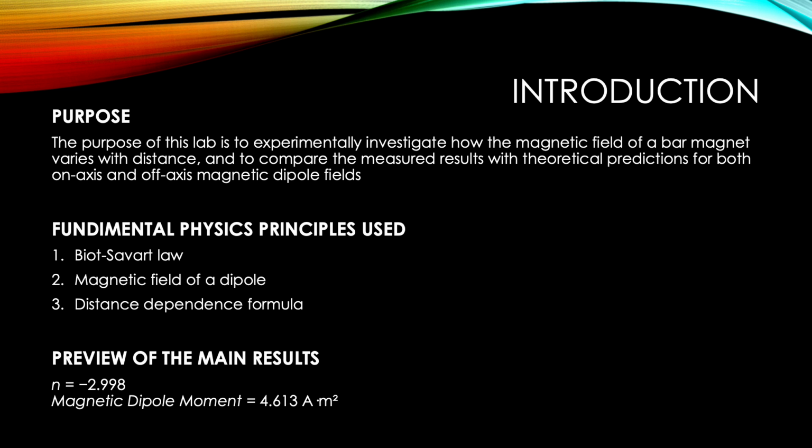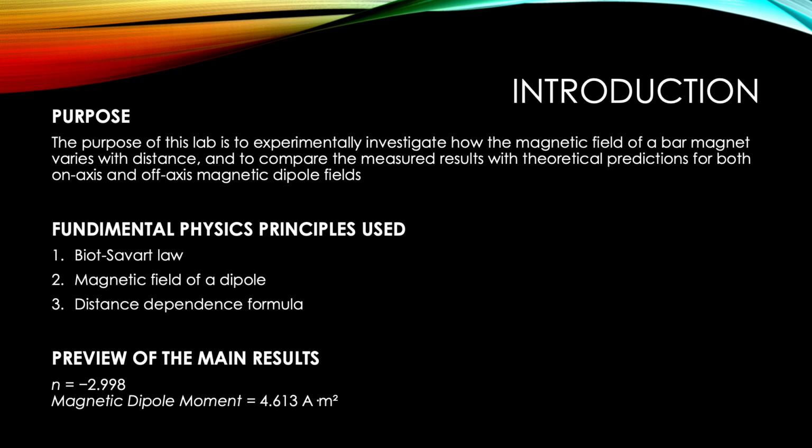The second is the magnetic field of a dipole. So the magnetic dipole generates a magnetic field similar to a tiny bar magnet, resulting from the looped motion of electric current. And the third is the distance dependence formula, which relates the strength of a magnetic field from a bar magnet; it decreases rapidly with distance, typically following an inverse cube relation.